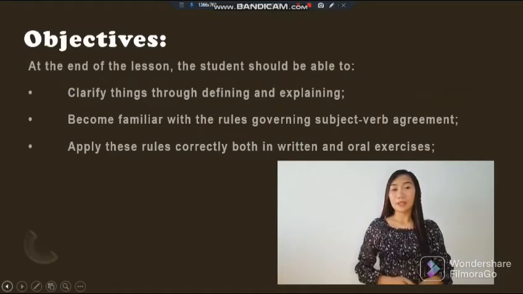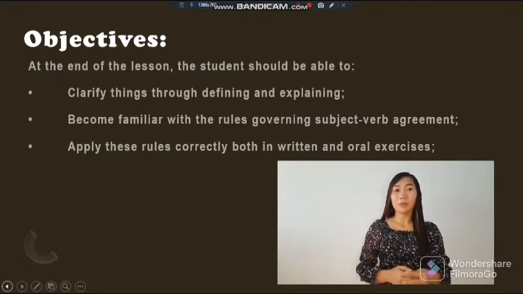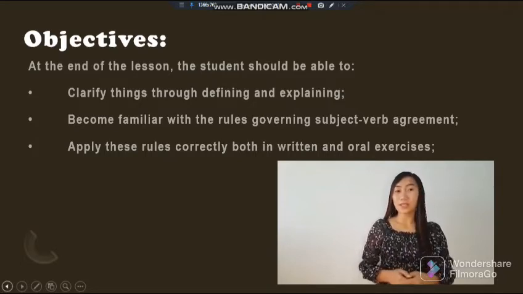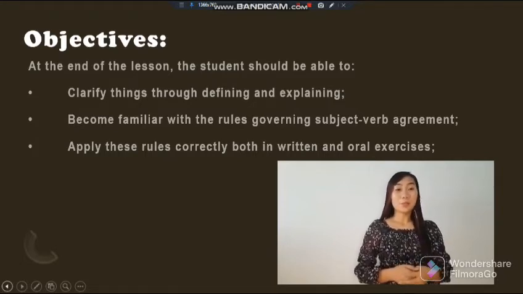At the end of the lesson, the students should be able to clarify things through defining and explaining, become familiar with the rules governing subject-verb agreement, and apply these rules correctly both in written and oral exercises. So now, let's proceed to our discussion.